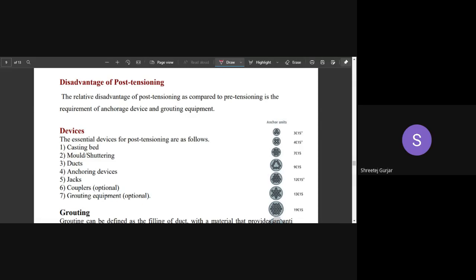So that is one extra requirement compared to pre-tensioning, wherein we do not require any anchorage devices. And when we have bonded tendons, we have to grout our duct. So we need special grouting equipment, right? These are the extra requirements in post tensioning. So this comes under disadvantage compared to pre-tensioning: the requirement of anchorage devices and grouting equipment.